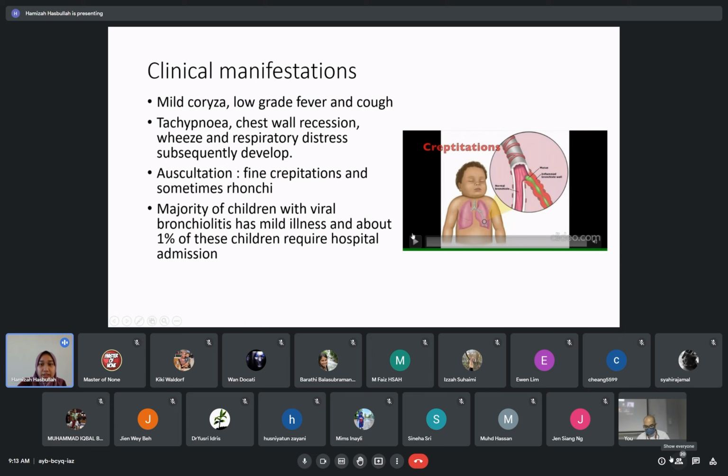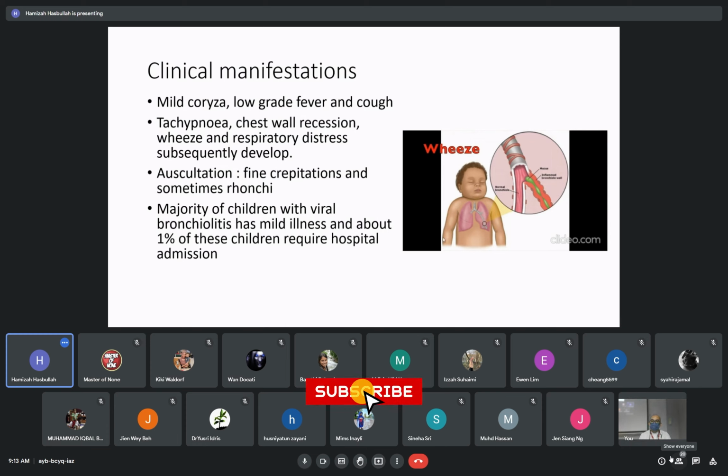So this is on auscultation, child will present macam ni lah. Ada crepitations, ada ronchi. Ni audible whistle.